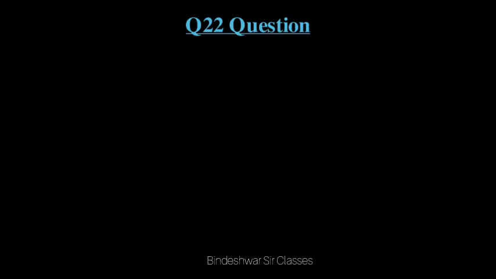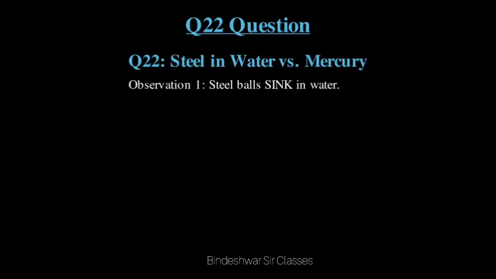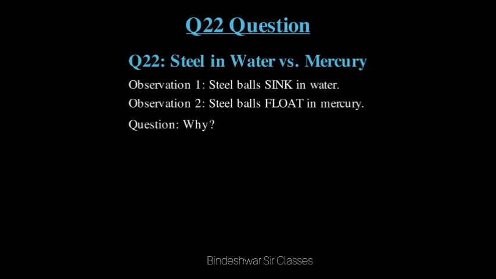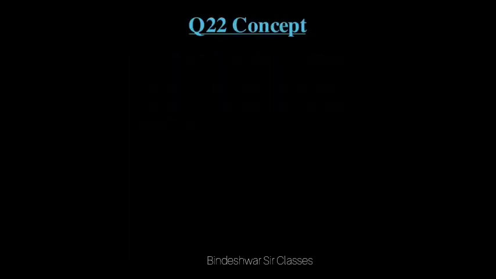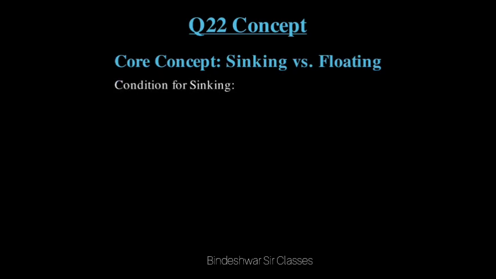All right, let's proceed to the third question from the year 2052. This one asks, steel balls sink in water, but they don't sink in mercury. Why? This question requires a direct comparison of densities between the object and the fluids. The core concept here is the condition for an object to sink or float when fully submerged.